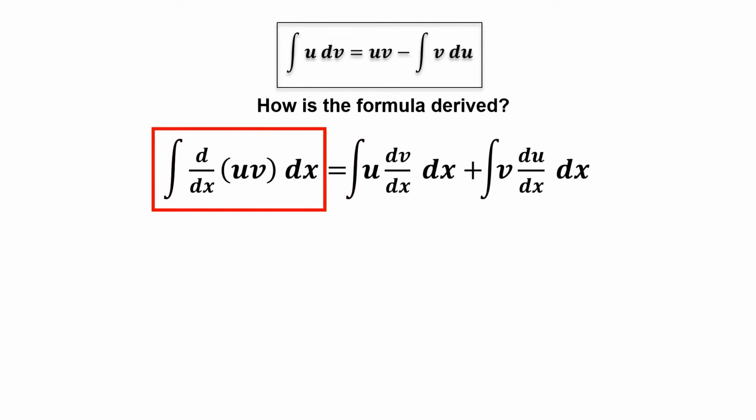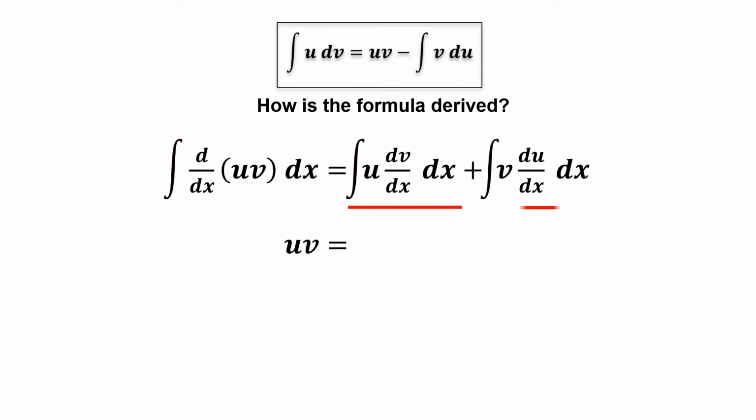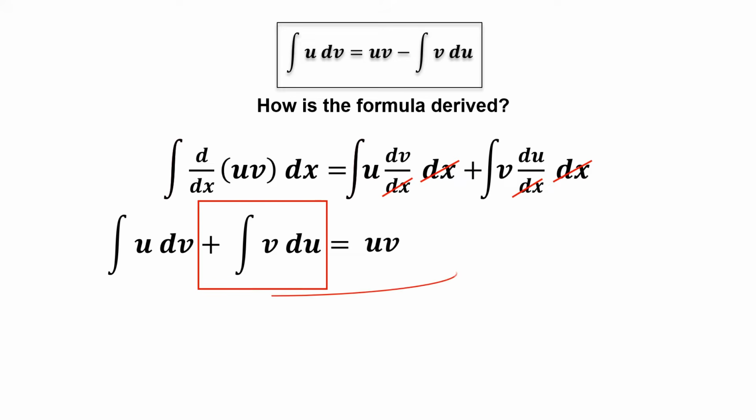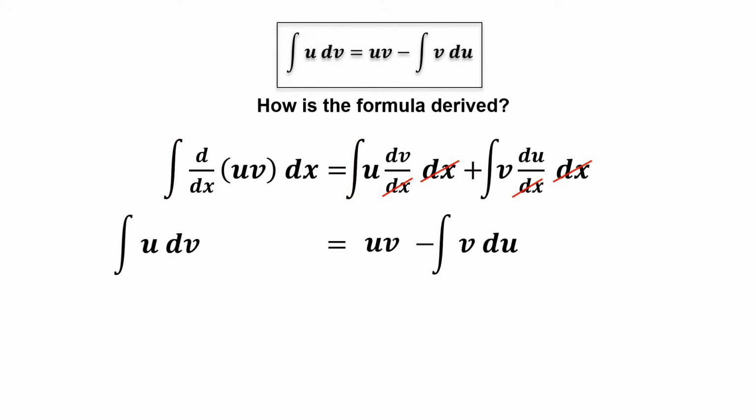For the left-hand side, notice that we have both integral and derivative, so in the end we are left with uv. And for the right-hand side, notice that we can actually cancel out the dx. Therefore, we are only left with the integral of u dv, plus the integral of v du. We swap the position, and bring the integral of v du to the other side. That's how we derive the formula of integration by parts from the formula of the product rule.